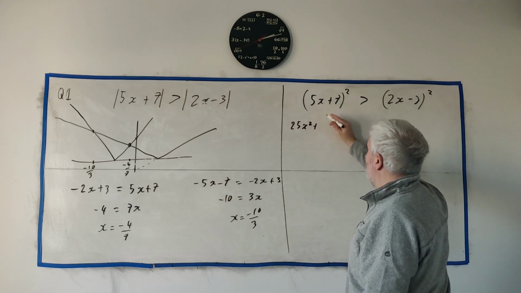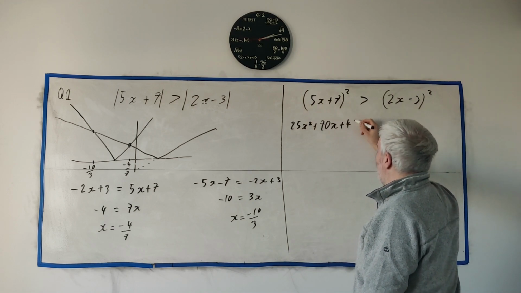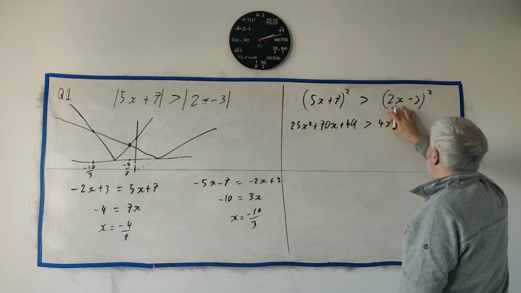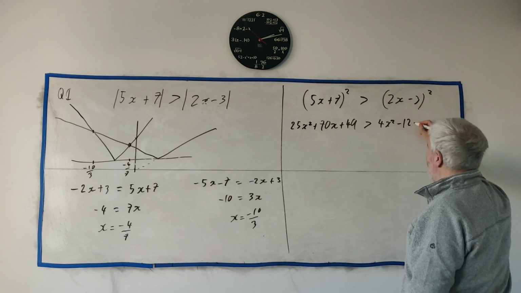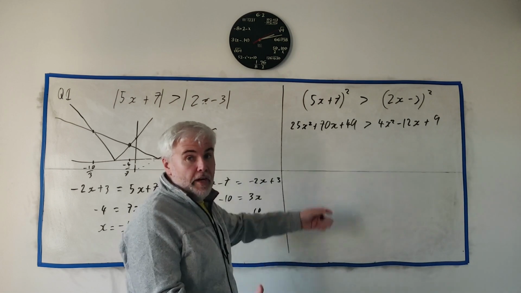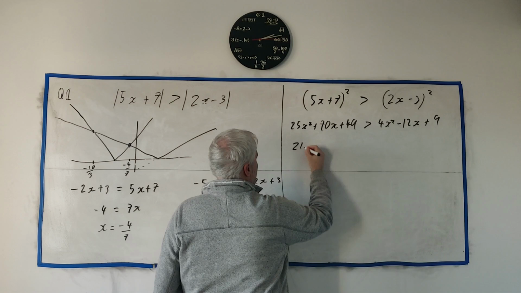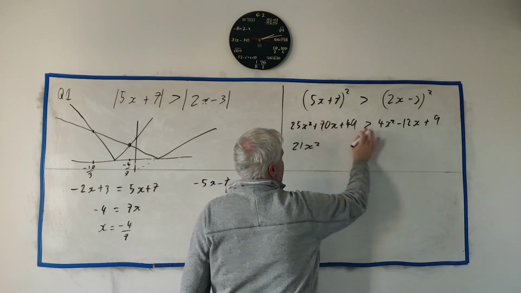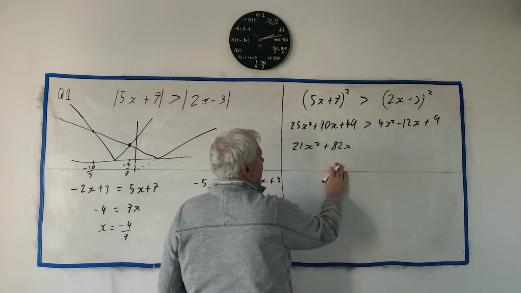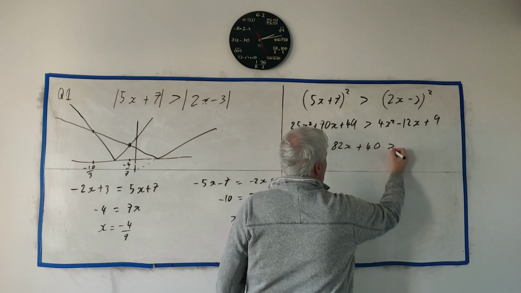Square out both sides. Let's just do it quickly. 25x squared plus 35 and another 35, that'll be 70x plus 49, will be greater than 4x squared, then minus 6 and another minus 6, so minus 12x plus 9. If we clean this up, we hopefully find a quadratic. Everything over the left side. We'll get 25 minus 4, that's 21x squared, 70 minus 12 is plus 82x, and then 49 minus 9 is 40, greater than 0.